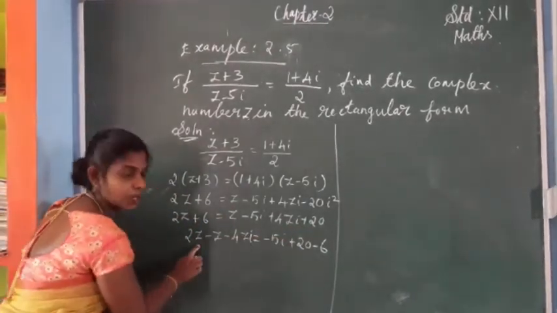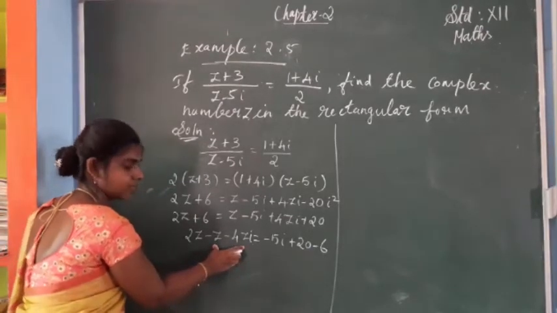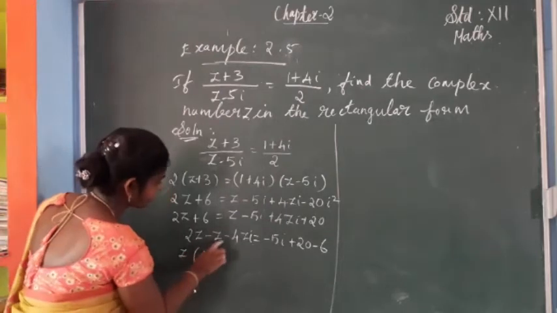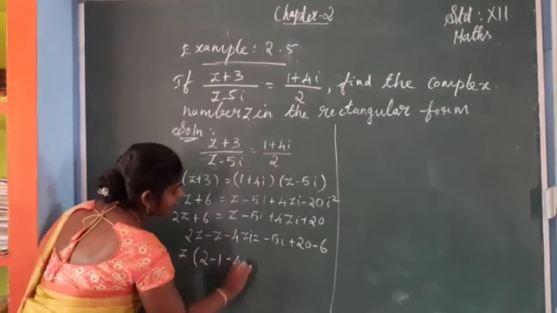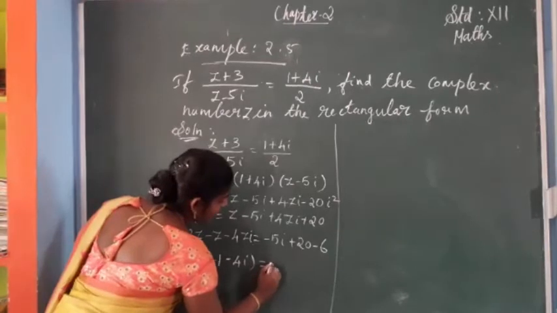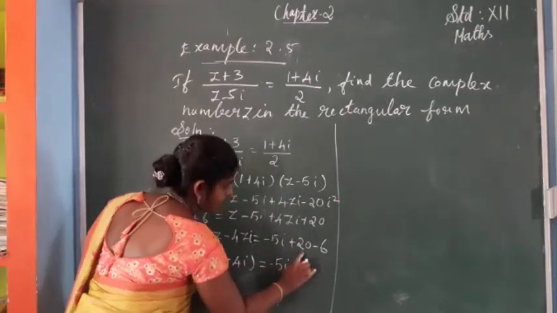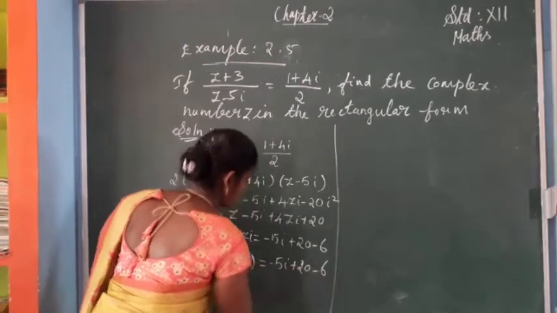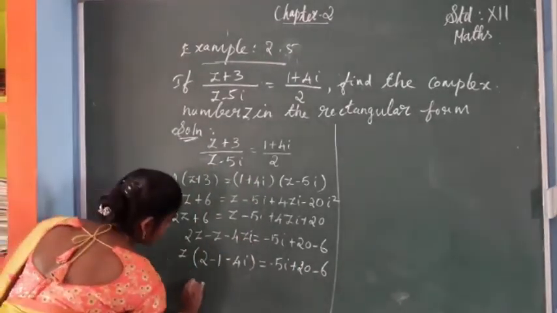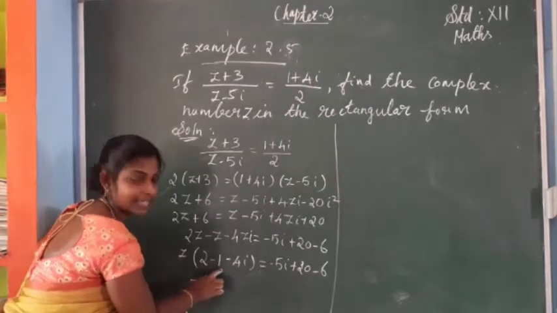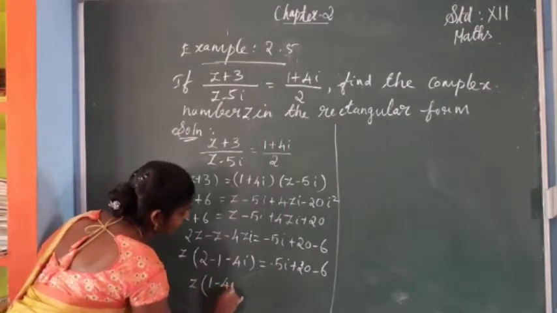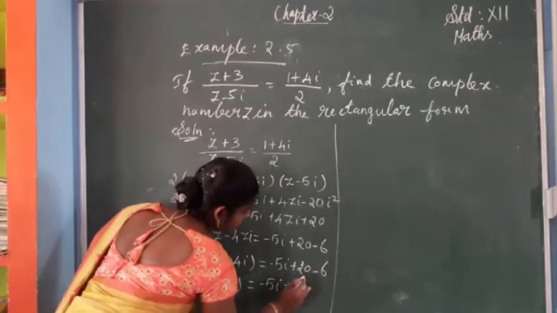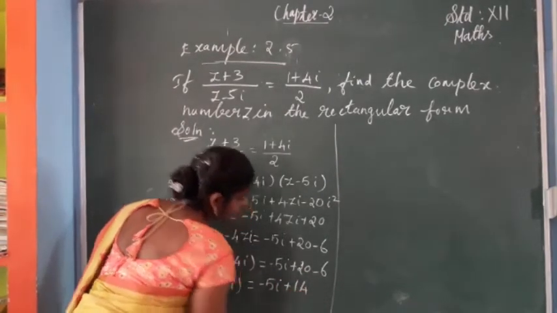So take z outside, z is common for all three terms. So z into (2 - 1 - 4i) is equal to minus 5i plus 20 minus 6. So z into, 2 minus 1, the value is 1, so (1 - 4i) is equal to minus 5i plus 14.